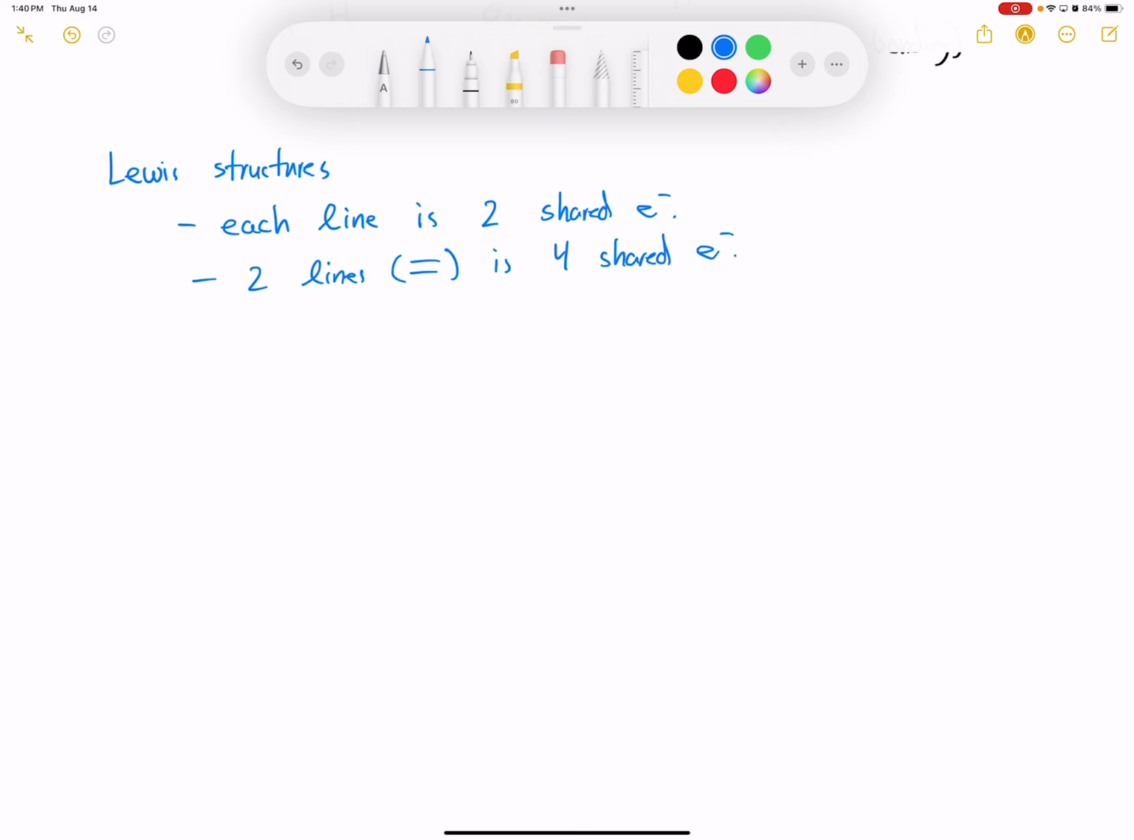And then what about a triple bond? How many electrons is that? 6.